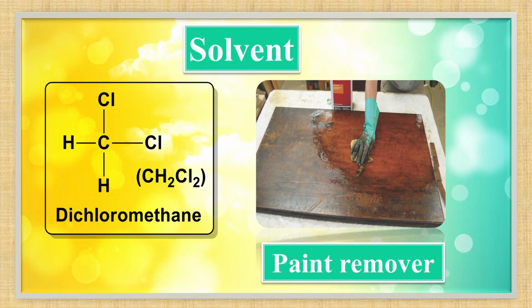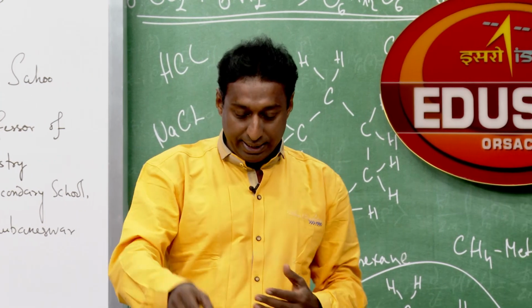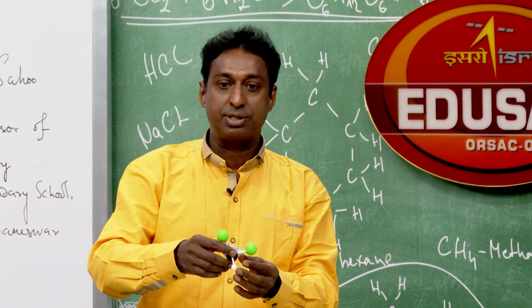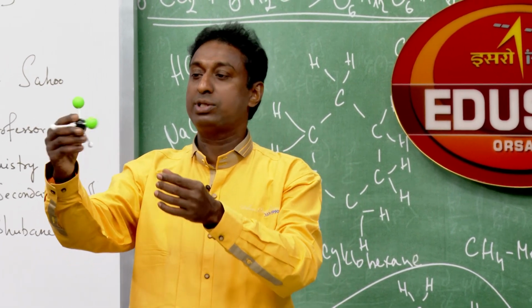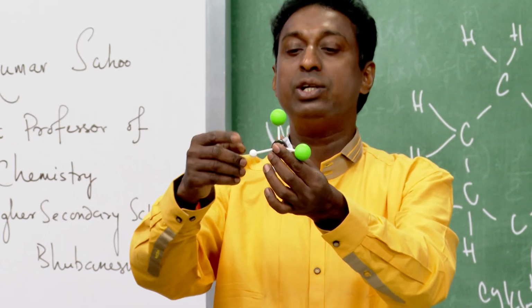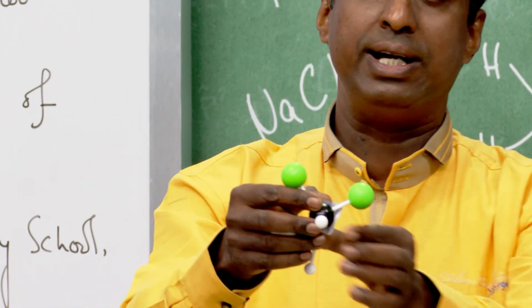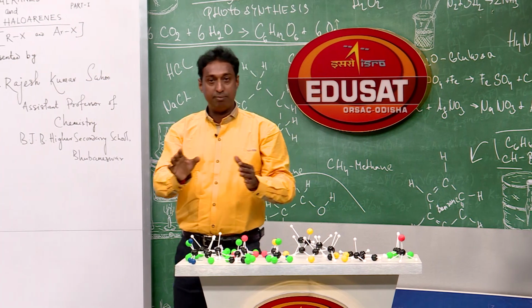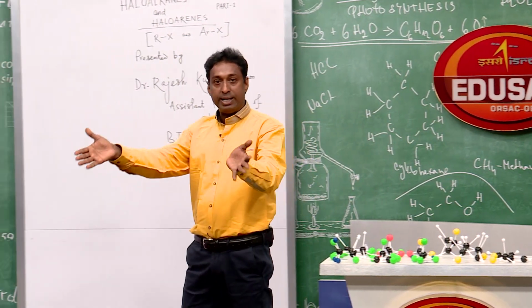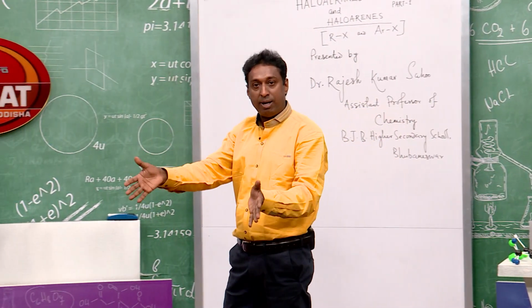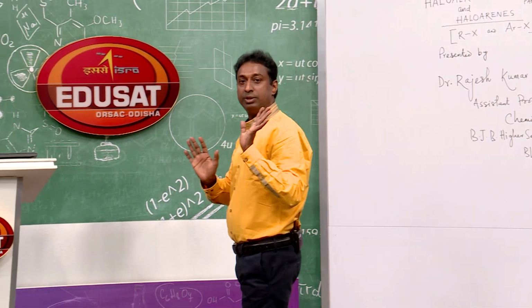This is one important one. This is called dichloromethane. This is an important solvent for paint remover. For example, you have paint on a metal surface or any other surface, you want to clean it, you use this one. You see there are 2 chlorine atoms and 2 hydrogen atoms. It is an important solvent for paint remover, meaning if there is paint on a board or any type of wood or metal surface, and you want to clean it, you use this solvent.